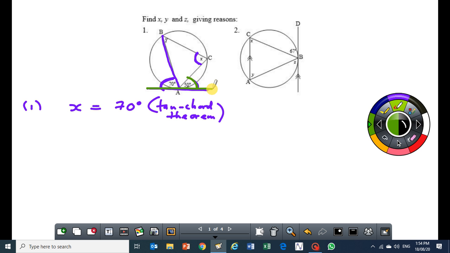It is between the tangent and that chord. And this chord AC subtends angle Y. So we have a chord which subtends angle Y or angle B. That chord causes the formation of an angle which is equal to 50 degrees. Therefore, Y will be equal to 50 degrees because of the tan chord theorem. So Y is 50 degrees.